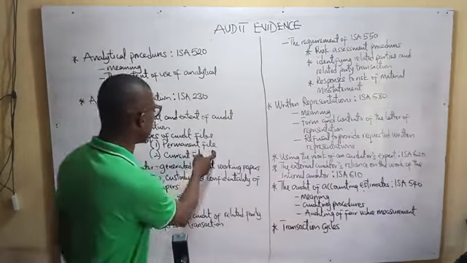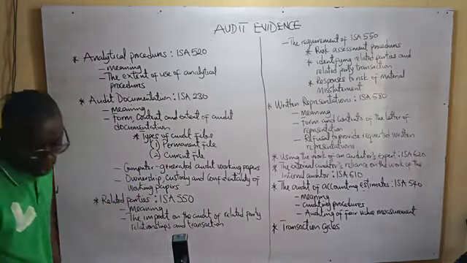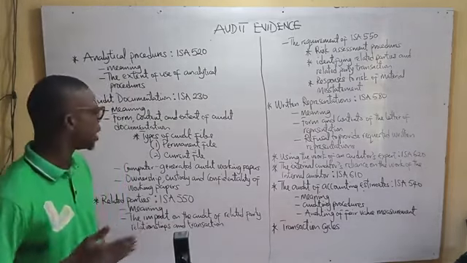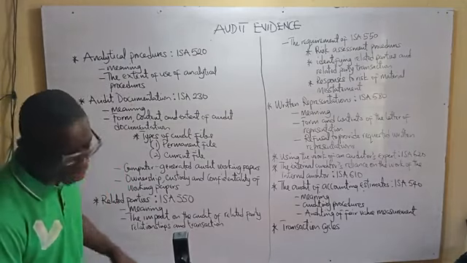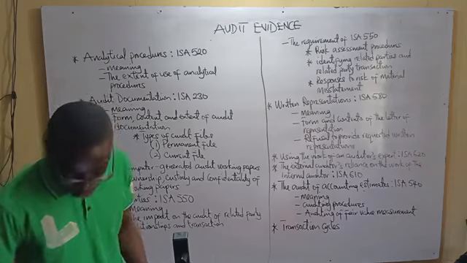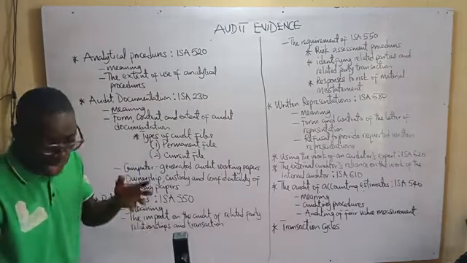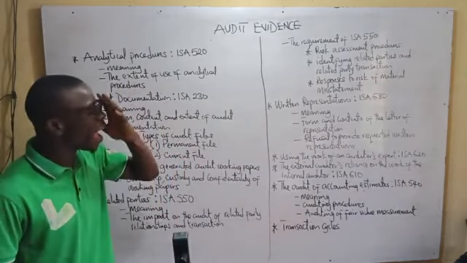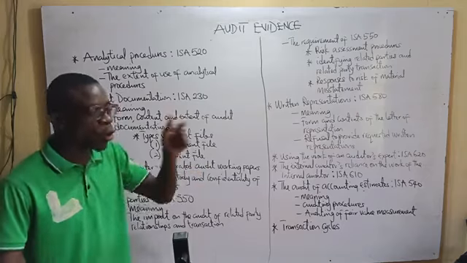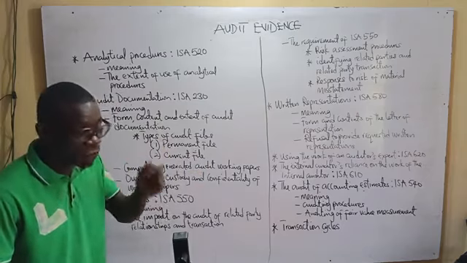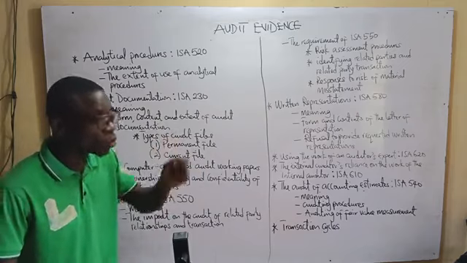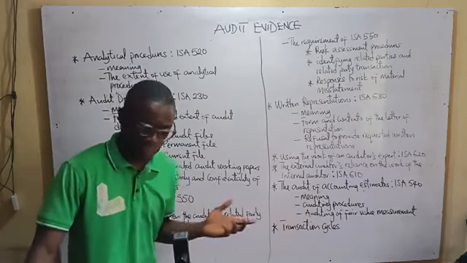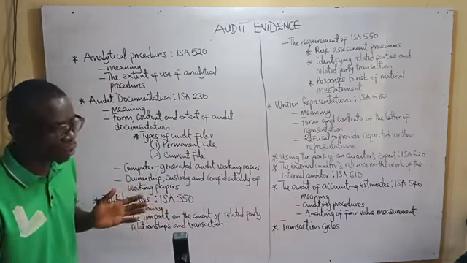We have permanent file and current file. What do you mean by permanent file? Permanent file records the information that is likely to be significant to every annual audit of the client. That means every time that you want to carry out an audit for that client, in any year, you will always make reference to that file. That is what we call permanent file.